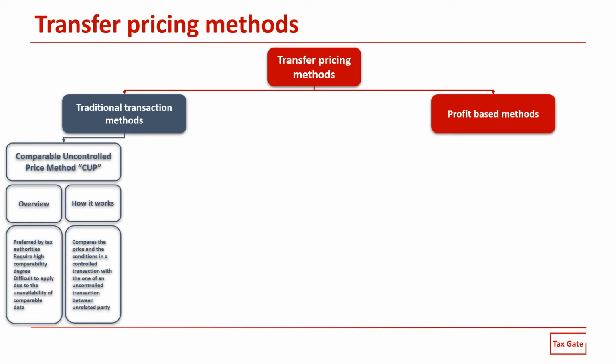Internal CUP, which is applicable in case the company has comparable transactions with related and unrelated parties. External CUP, which uses comparable data of transactions between 2 unrelated third parties. And finally, we would highlight that external CUP would be more difficult to apply due to the unavailability of comparable data for third-party transactions.